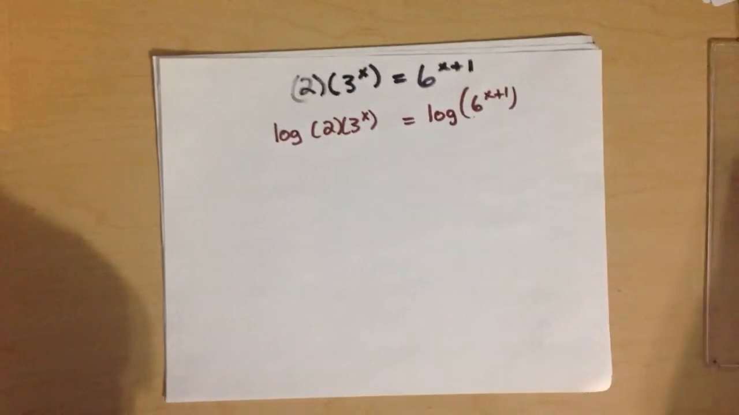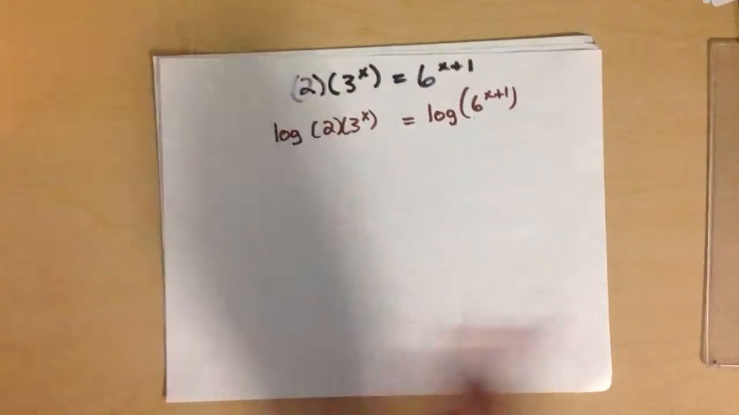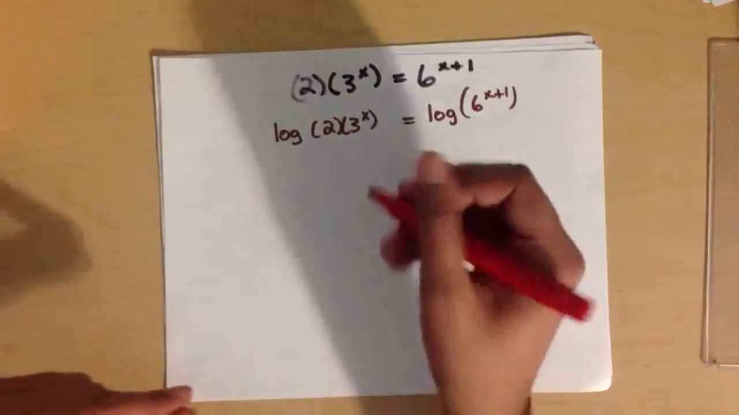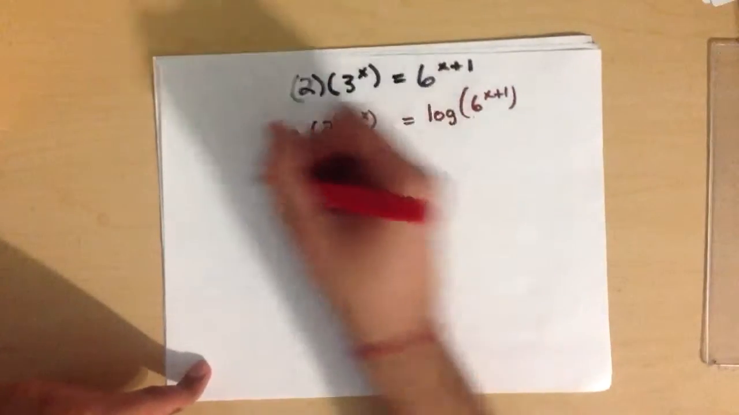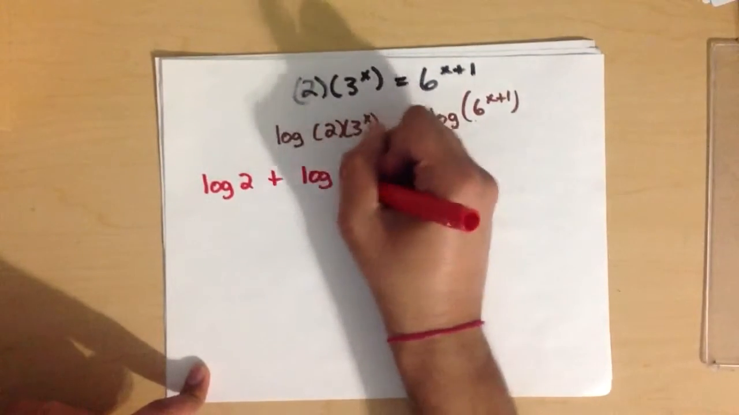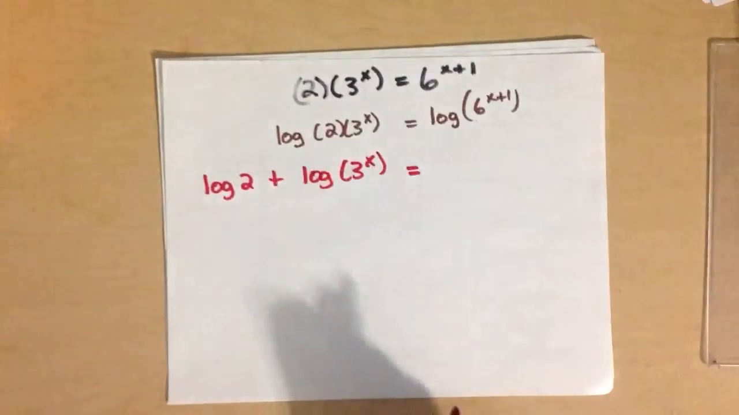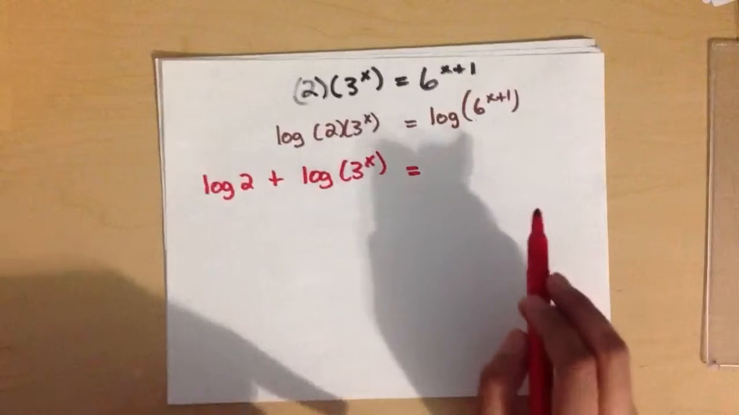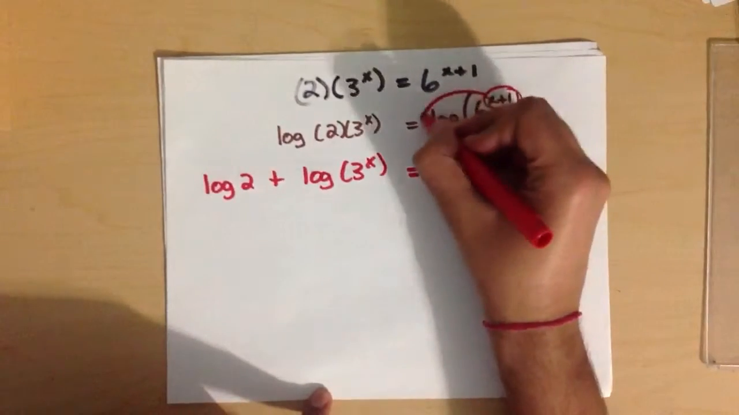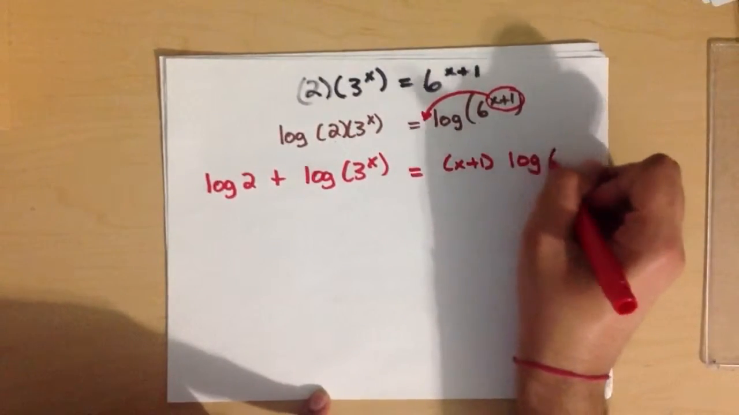So what we're going to do now is, because of our product rule, when there's a product, we can expand it out as an addition statement. That's one of our log rules. If you're not sure on that, just quickly check up on those log rules before you watch this. So this is going to be equal to log of 2 plus the log of 3 to the x. I didn't mean to say base 2 there. It's just log of 2. Now, for this side, we have to use a different property. This one we have to use the power property. We can take this power and we can put it on the front. So that's going to be equal to x plus 1 log of 6.